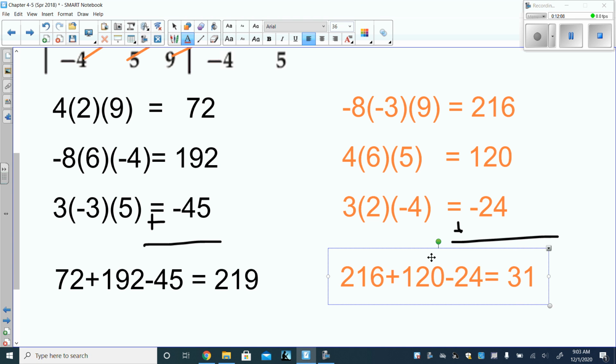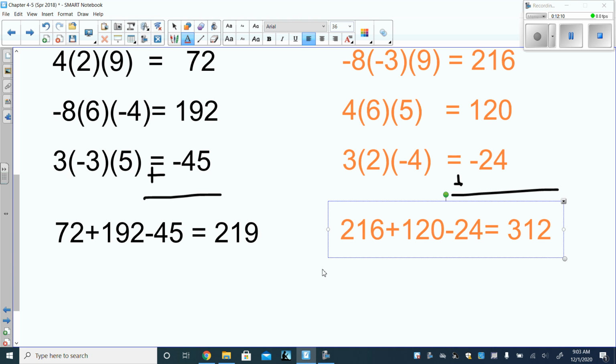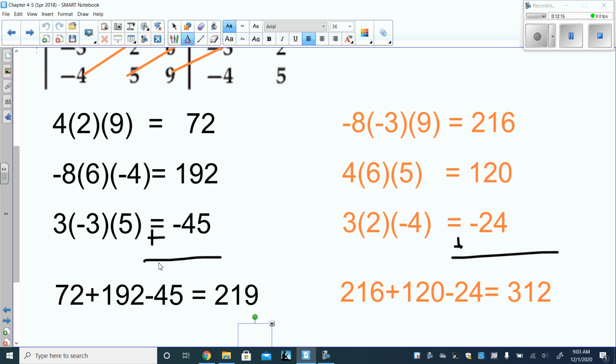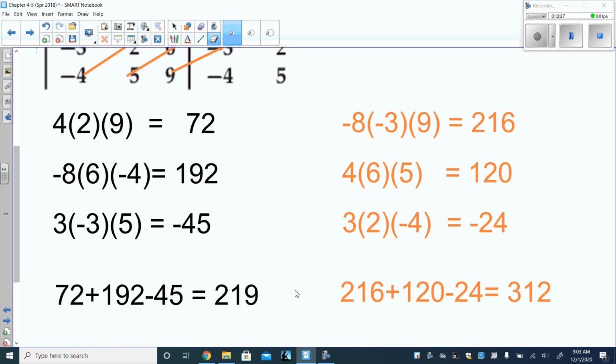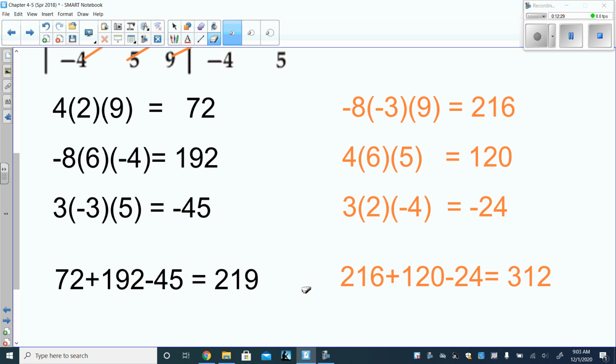We get 312. So we're almost done. So all the stuff in black, all these black numbers, we did these here, so we actually don't need that, are the ones going from left to right, our diagonals going from left to right.